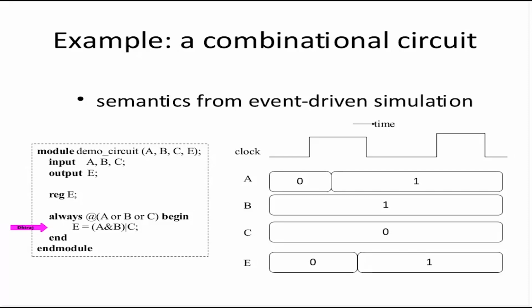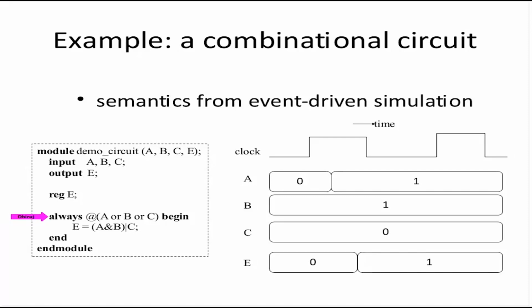For example, always @(posedge and negedge), there is no hardware equivalent of this. It is sequential logic. It has to be combinational logic. There is no flip flop which works on both positive and negative edges of a clock or any signal. So always @(A or B or C), E is equal to A and B or C.